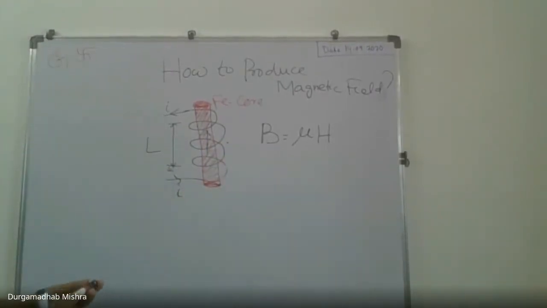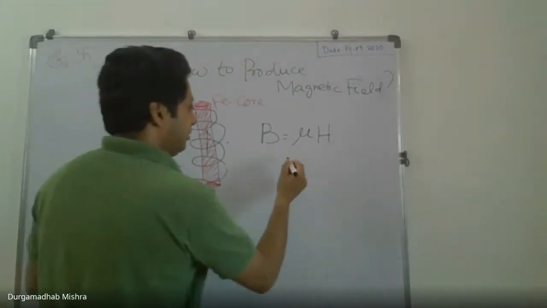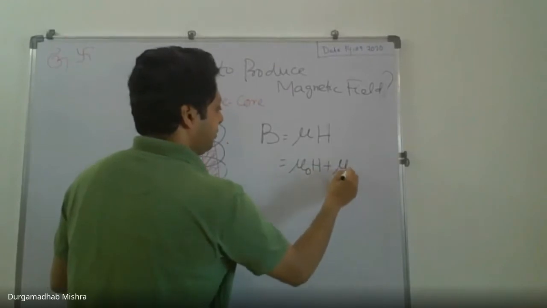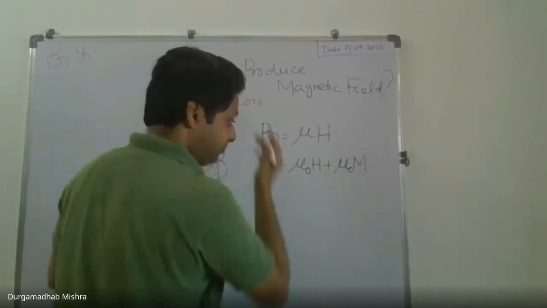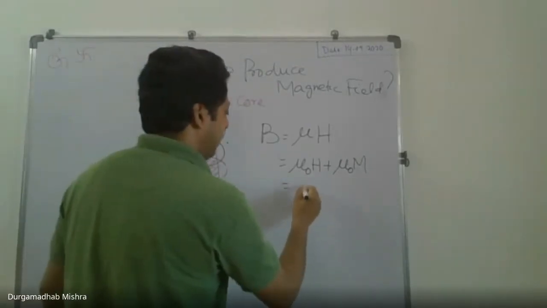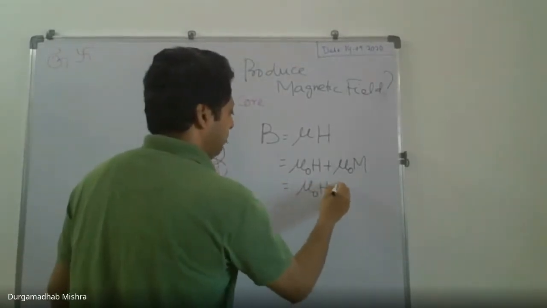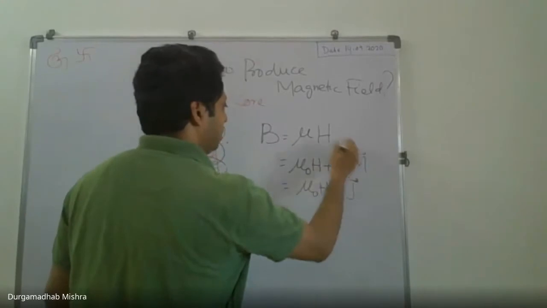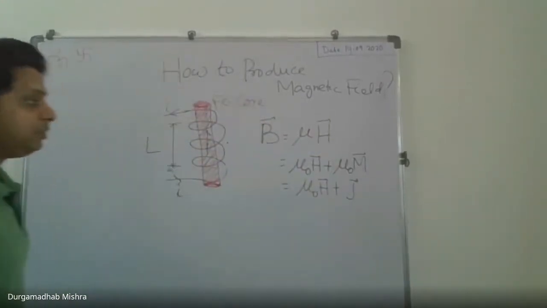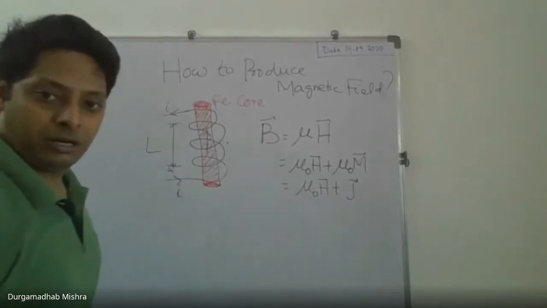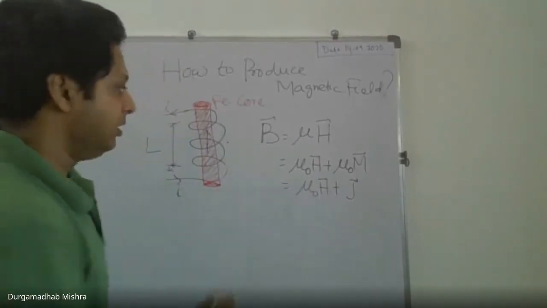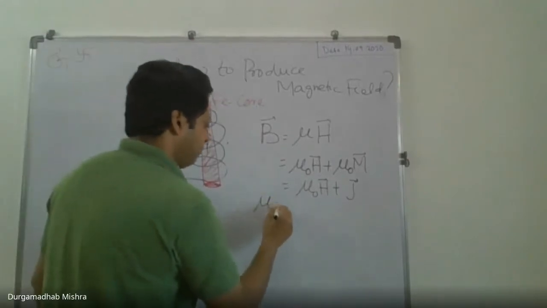So it has a certain magnetization, which will be given by mu naught H plus mu naught M. Sometimes you also write it like mu naught H plus J as well. All these are vector terms, remember. J is your magnetic polarization, also sometimes written like this. And mu is your permeability.